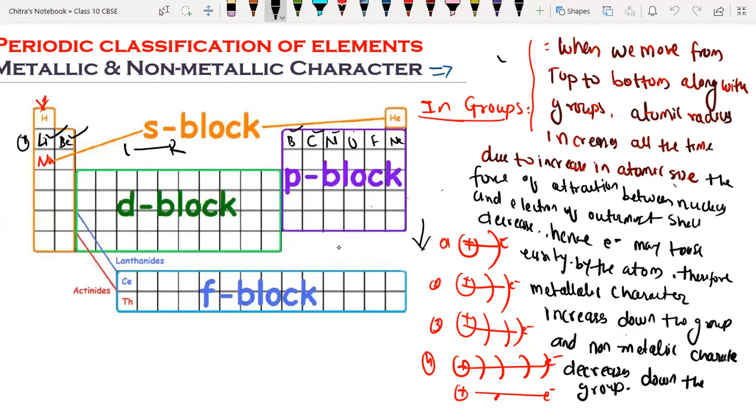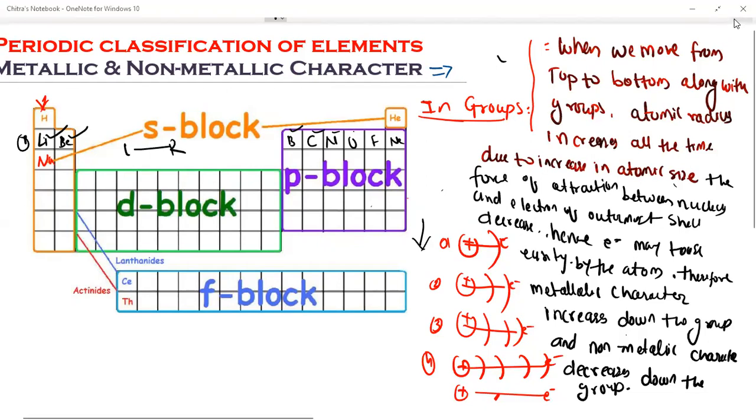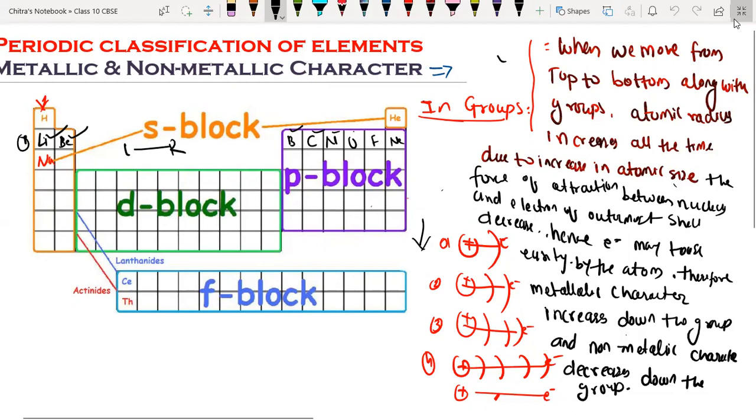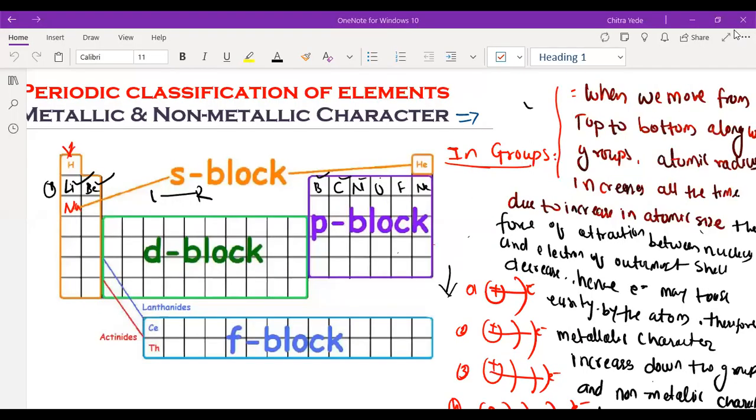Sir, I have a doubt. Yes, beta. Sir, if there are more electrons, will the force of attraction increase or decrease? It will increase.